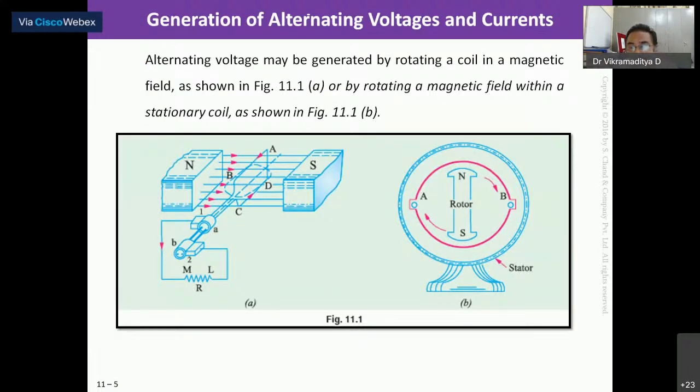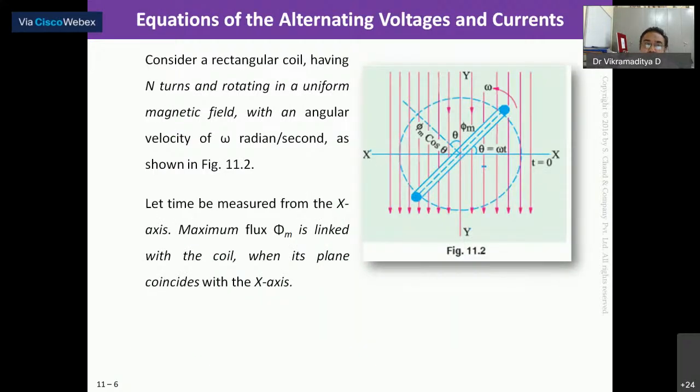You know how an AC is produced; you have learned that already in your lower classes. I am giving you a brief idea: when a conductor is rotated in a magnetic field, an EMF is produced across the terminals of the conductor, and this EMF is alternating in nature, that is, its direction continuously changes.